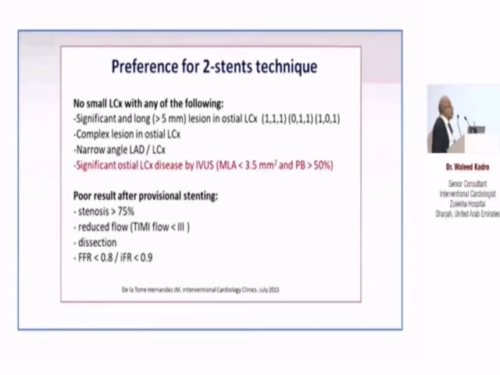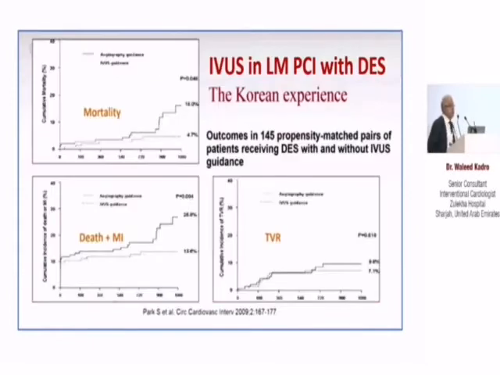However, if we proceed with a one-stent approach and we get a poor result after provisional stenting, that means residual stenosis more than 75%, reduced flow or dissection, or assessing the function of the circumflex by FFR, when the FFR is less than 0.8 or the iFR less than 0.9. Now, using the IVUS is going to improve our outcome.